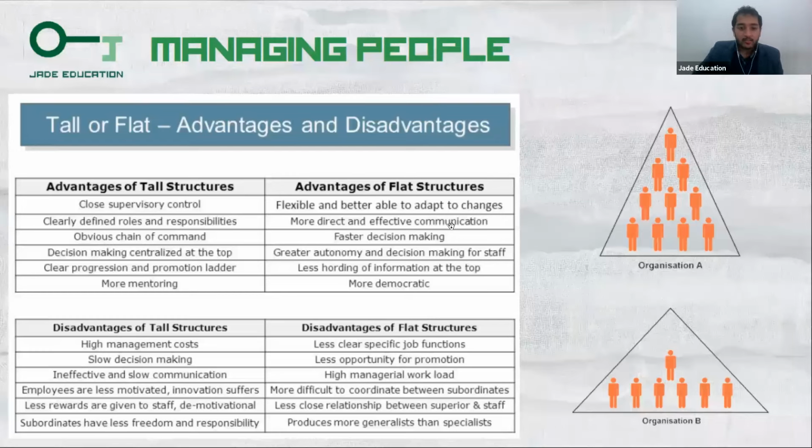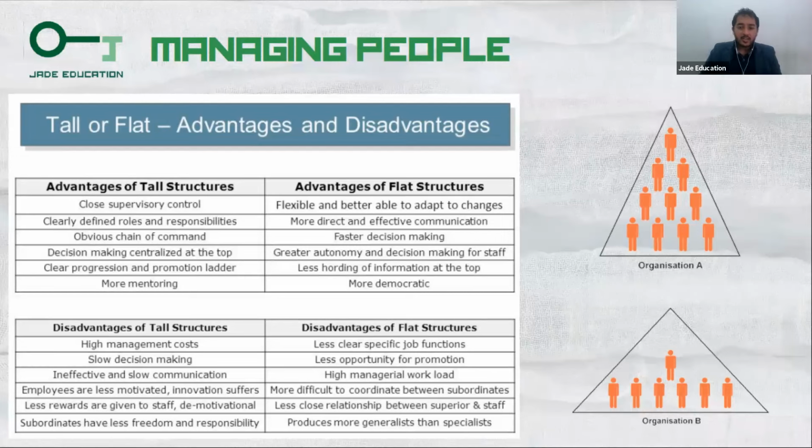Then you've got tall and flat organizations, guys. When it comes to tall and flat, a tall structure is really one with many layers of the hierarchy, whereas a flat structure has very few layers. Now, we're not going through this individually, but just to give you a quick advantage, disadvantage scope here.